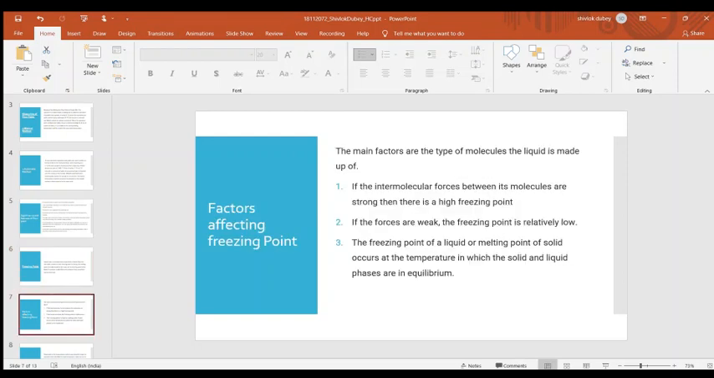The factors affecting the freezing point of a liquid are: if the intermolecular forces between its molecules are strong, then their freezing point is high. If the forces are weak, the freezing point is relatively low. The freezing point of a liquid or melting point of a solid occurs at the temperature at which the solid and liquid phases are in equilibrium.